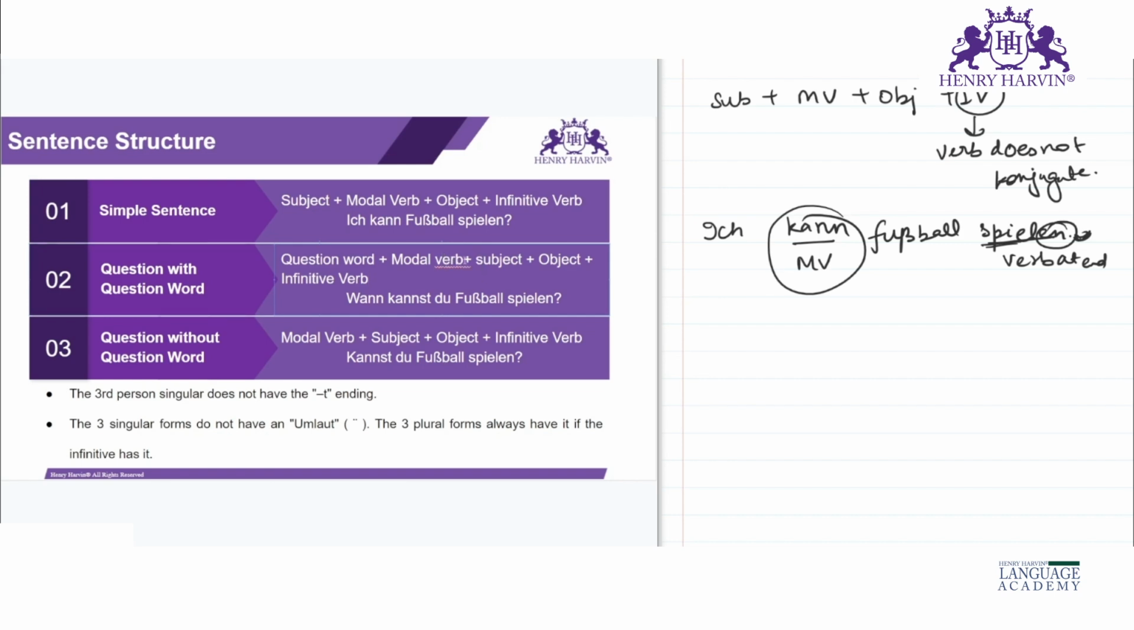Then comes the third one. In this case, we write modal verb plus subject, object, infinitive verb. So, Kannst du Fußball spielen? If you compare the second and the third one, we are just removing the question word, and that becomes our normal question without a question word.